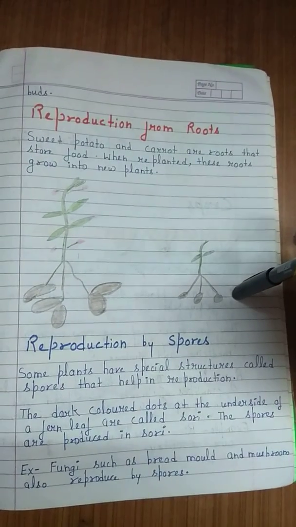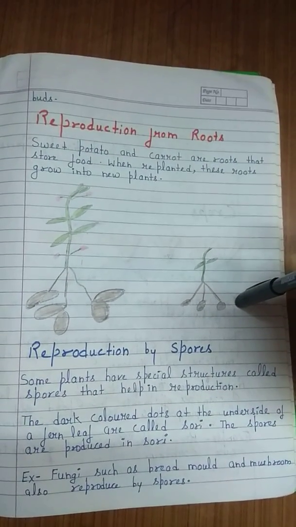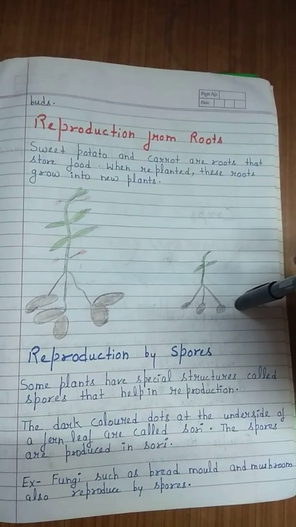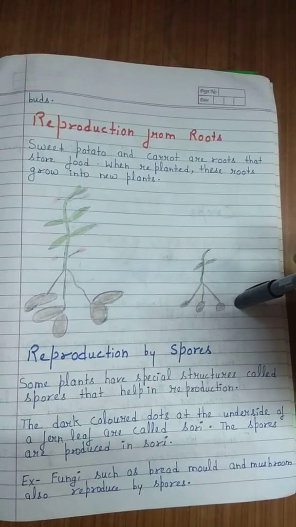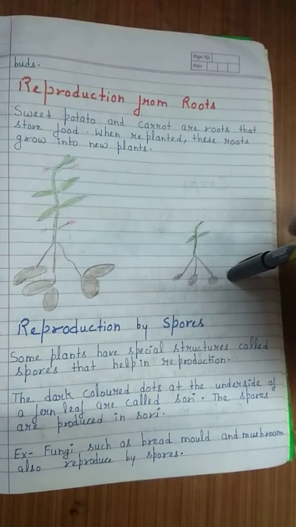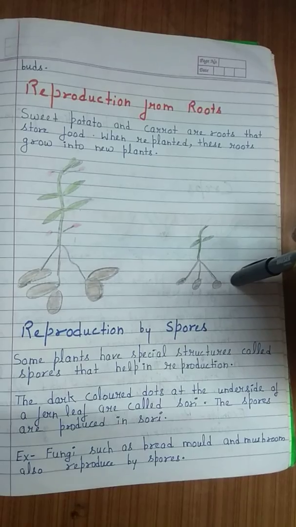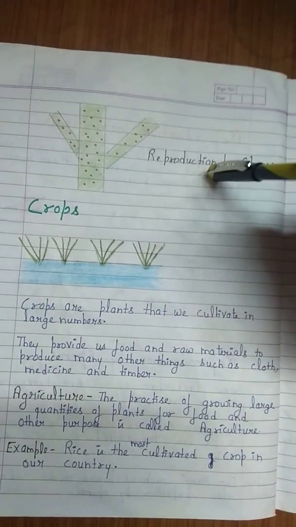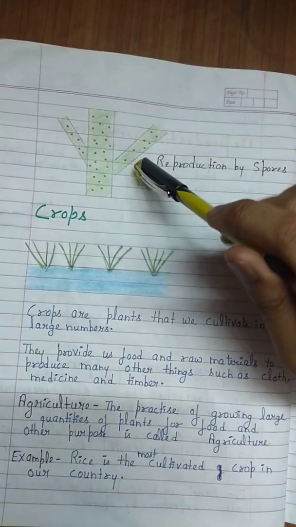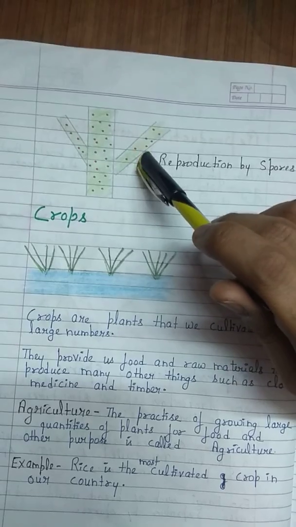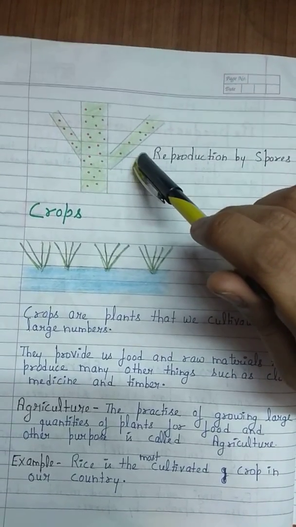Some plants have special structures called spores that help in reproduction. The dark colored dots on the underside of a fern leaf are called sori. These spores are produced in sori. Fungi such as bread mold and mushroom also reproduce by spores. Let's see the diagram. So here is the diagram, you can see these red dots. These are sori, and spores are produced in these sori and from that a new plant is grown.